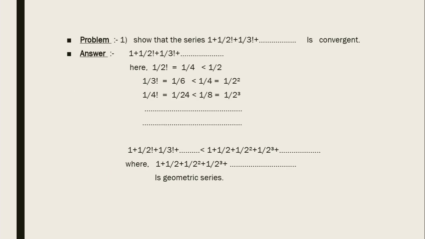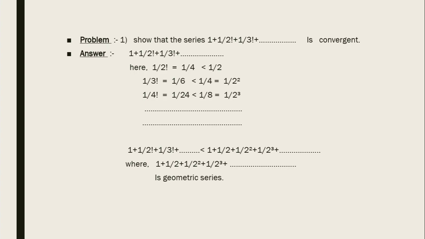Now friends, we see a problem on geometric series. Problem first: show that the series 1 plus 1 divided by 2 factorial plus 1 divided by 3 factorial plus dash dash dash is convergent. Answer: this is the given series. Here the first term is 1, the second term is 1 divided by 2 factorial, which is equal to 1 divided by 2, which is less than or equal to 1 divided by 2.